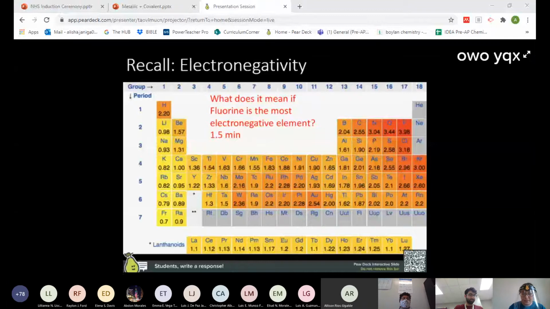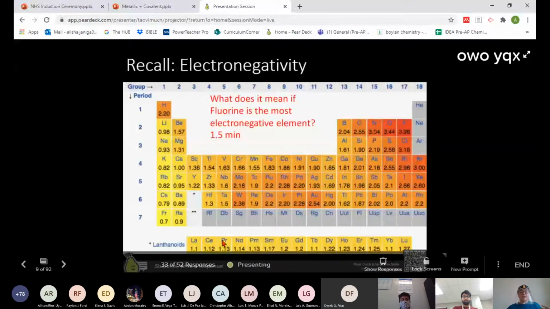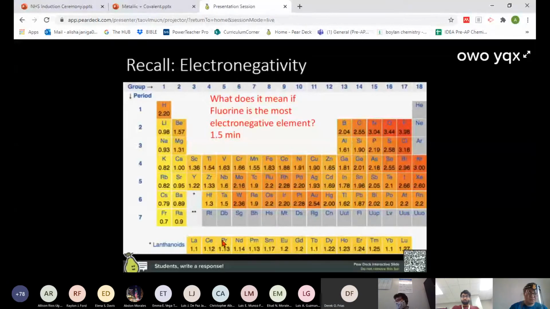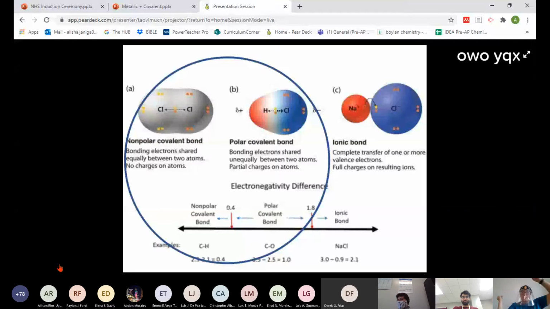Yeah. All right, what you got? I said that fluorine is the most active or most electronegative element because it wants a valence electron to fill its outer orbital. Absolutely perfect. Thank you. So because fluorine's the most electronegative, it wants electrons, like really wants them. Yesterday we talked about the ionic stuff. Today we're talking about the covalent stuff, which is on the other side of the spectrum.